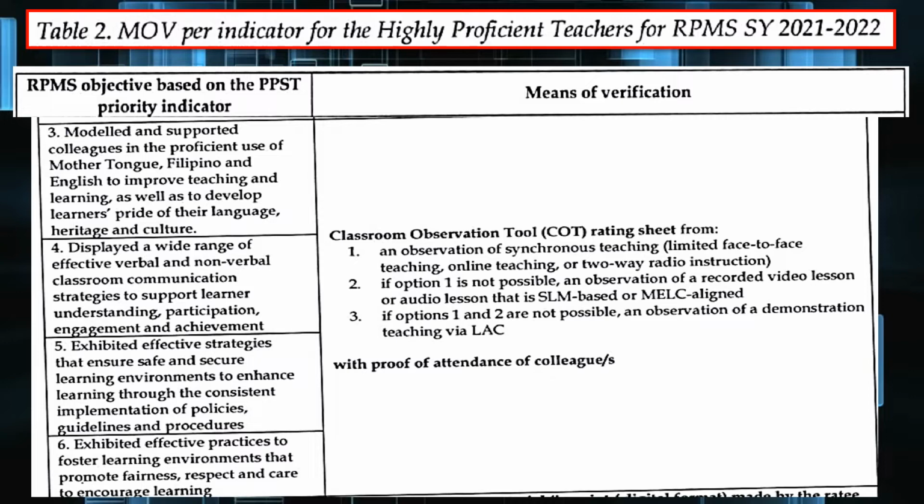engagement, and achievement. For objective number 5, exhibited effective strategies that ensure safe and secure learning environments to enhance learning through the consistent implementations of policies, guidelines, and procedures. And for objective number 6, exhibited effective practices to foster learning environments that promote fairness, respect, and care to encourage learning. These objectives can be shown through a classroom demonstration.